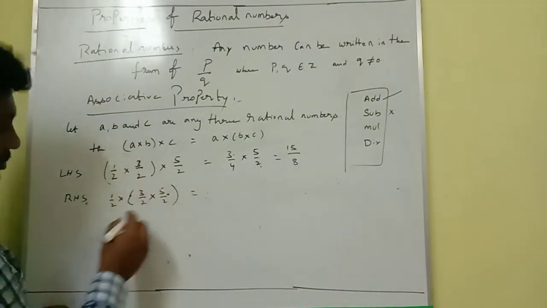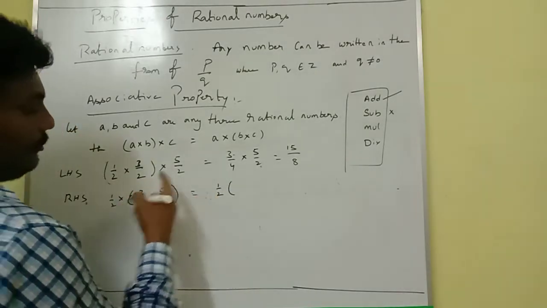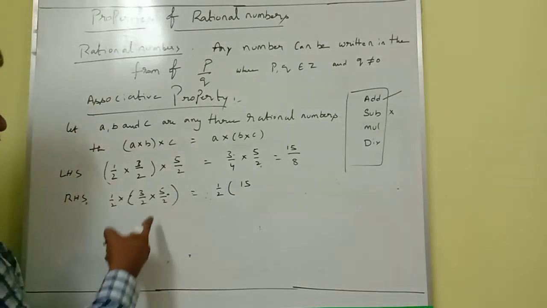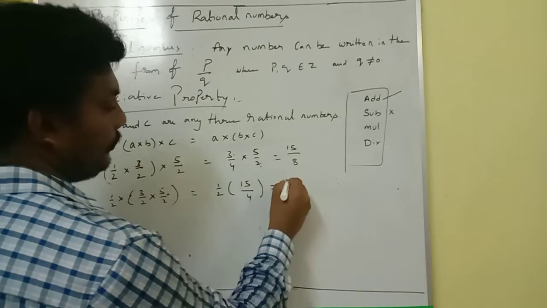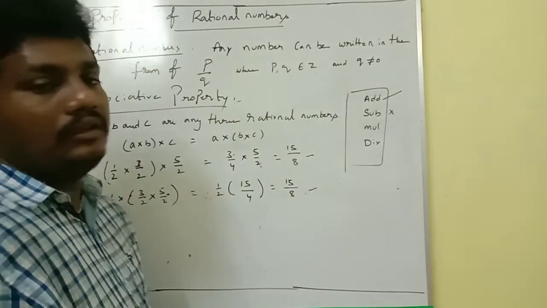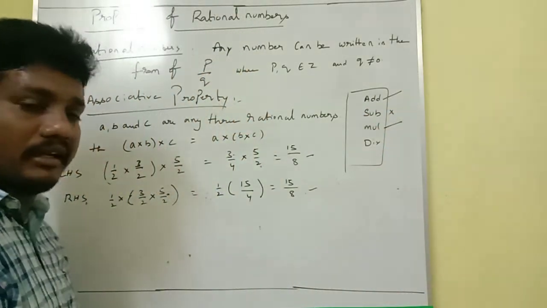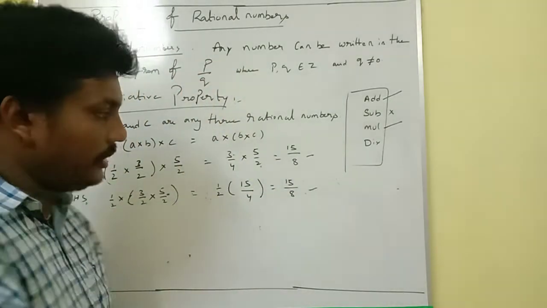Then coming to RHS, how much? This is 1 by 2, 3 by 2, 3 into 5, 15. This is 2 into 2, 4. Then what happens? 1 into 15, 15. 2 4s are 8. Yes, the same result will come. So what it means is that multiplication is suitable. Multiplication is possible over associative property.